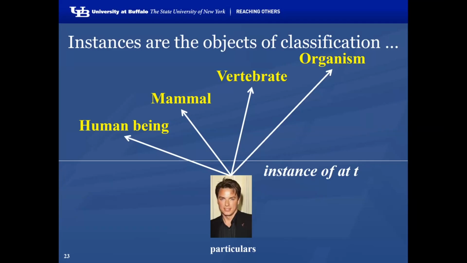But we are not classifying universals. BFO is not a classification of universals. It has a classification of instances, of individuals. So this fellow here, if we look through the picture and see him, then that guy is at a certain time an instance of human being, and while he is an instance of human being, he is also an instance of mammal, of vertebrate, of organism.